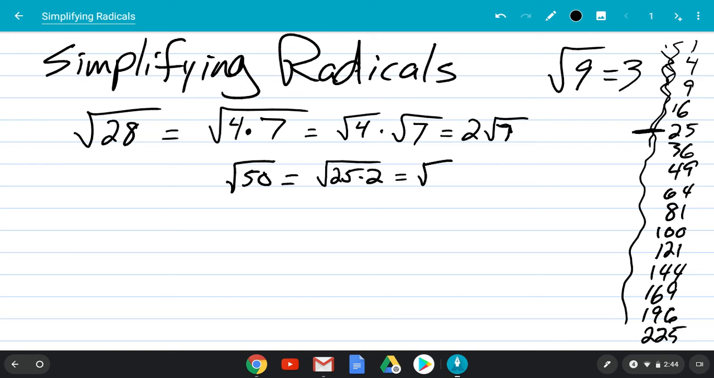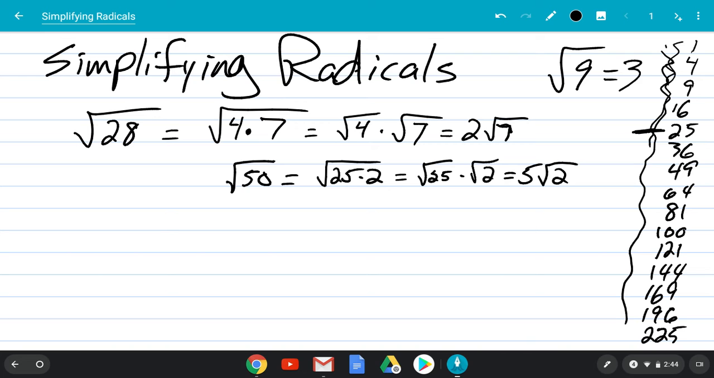So that's the same thing as the square root of 25 times the square root of 2. And we know that the square root of 25 is 5. So that's 5 square root of 2. So that's how we simplify radicals.